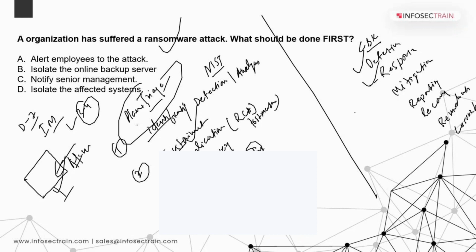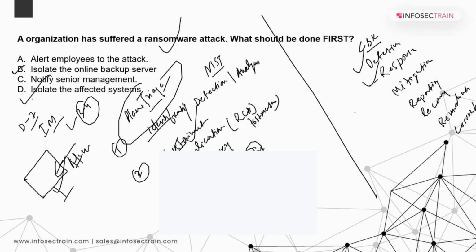Okay, so first you have to identify whether the incident happened or not. Now here there is no option for identification, right? So the second option is containment. That means you have to isolate the affected system. Now here is a catch. Here it is also given: isolate the online backup server because of the ransomware attack, right? So maybe you can protect your backup server first, because the backup server is also there, no? If you protect the backup server from the ransomware attack, you can do proper recovery. You can use your backup server to recover all the data.